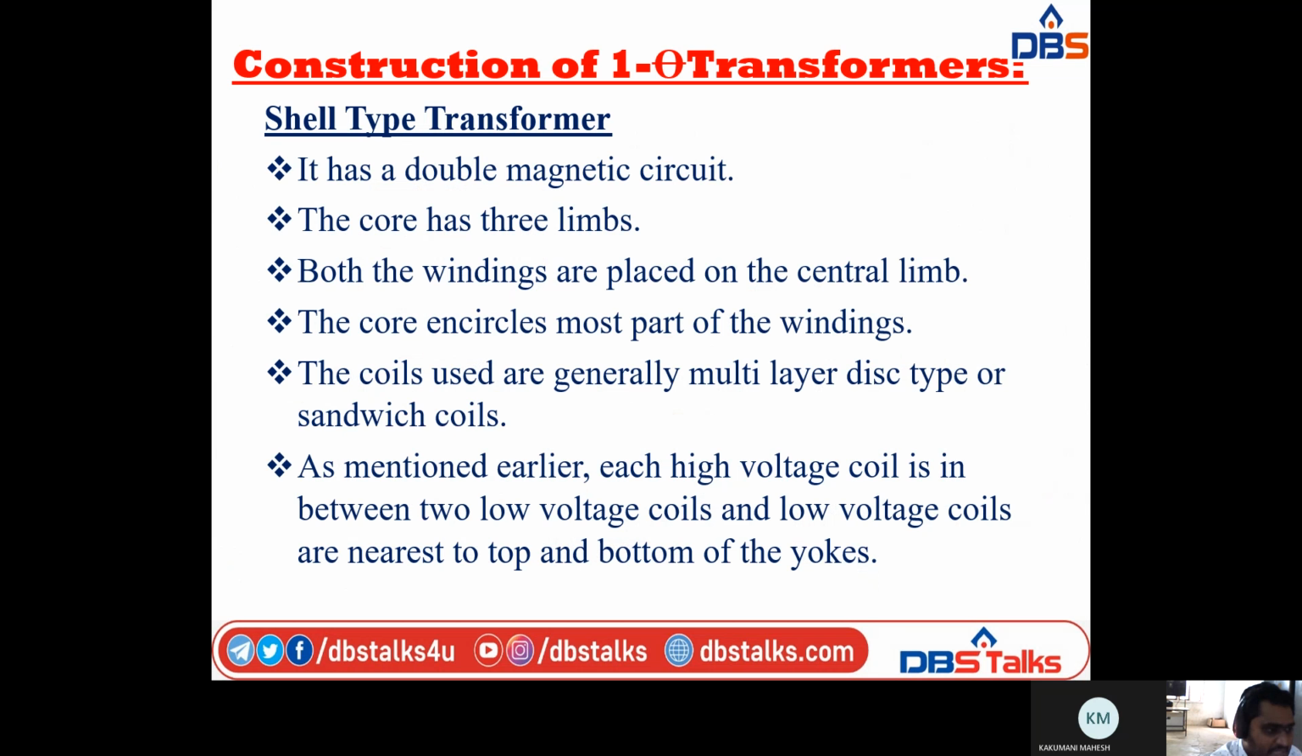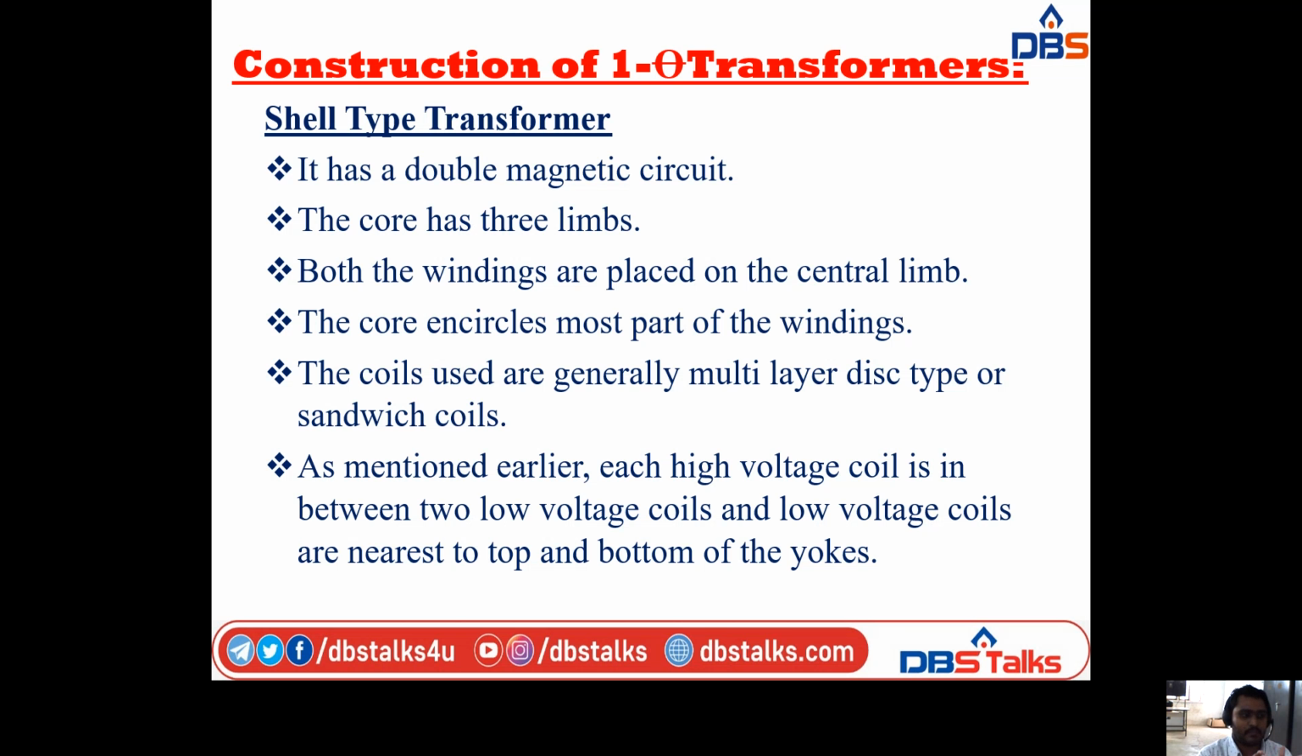Coming to the second one, the shell type. The shell type transformer consists of a double magnetic circuit, whereas the core type transformer consists of a single magnetic circuit. The shell type transformer has three limbs, while the core type transformer has two limbs.